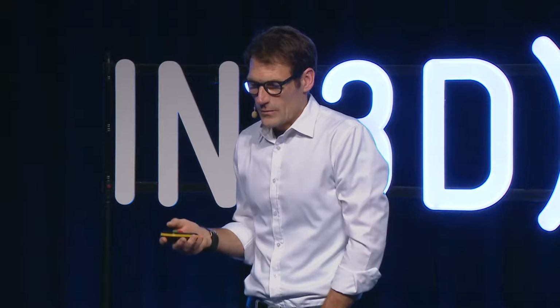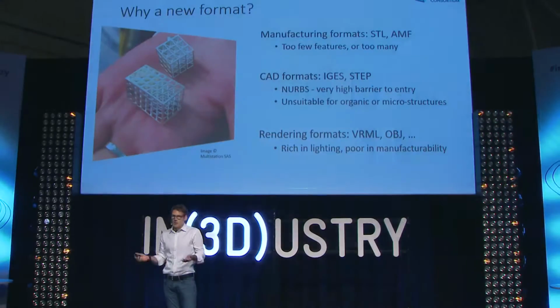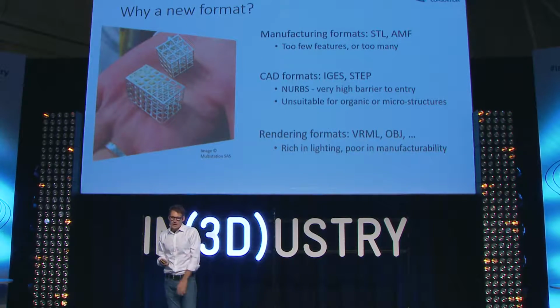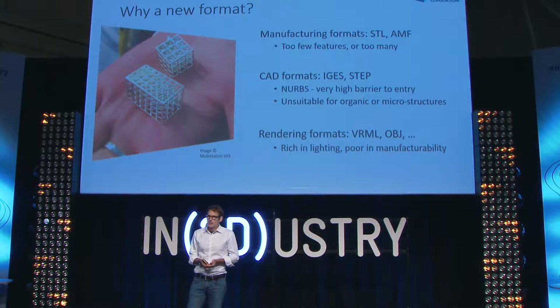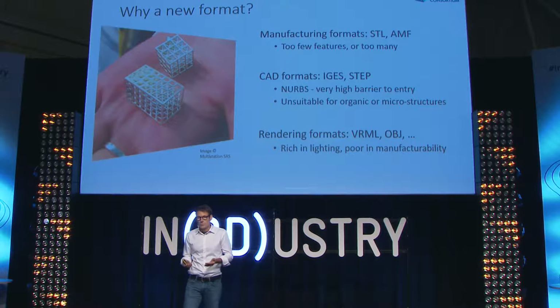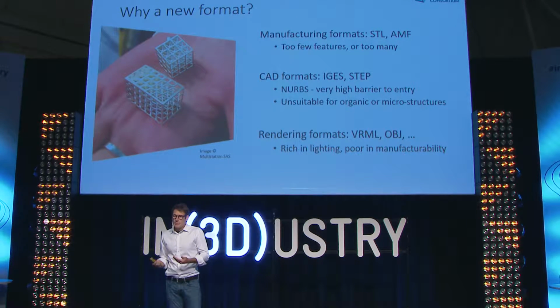And the consortium was formed fundamentally to create a new file format for 3D printing and manufacturing. And when we talk about this, the first thing we get asked all the time is, well, why do you need a new one? Why would you need to do something different than the millions of formats that are out there today? And fundamentally, it's because the things that are available today don't meet the needs of what we're trying to accomplish. There are manufacturing formats.